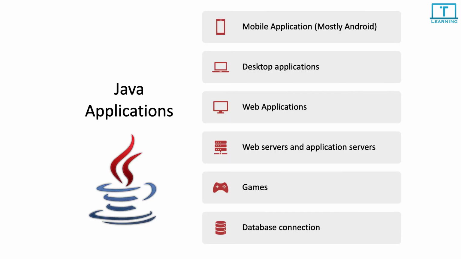Now let's see what can be done with Java. You can write Java code for a wide variety of applications such as mobile apps, desktop, web applications, web services and servers, games and database applications. That means it's really worth learning Java and there are a lot of job opportunities in the market.